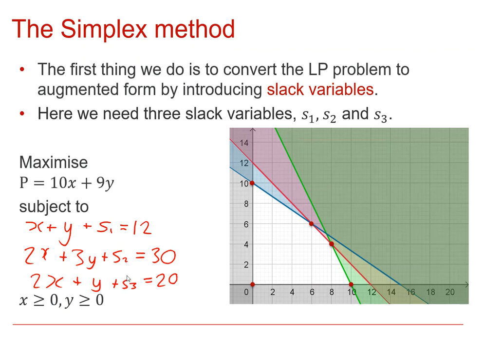Now by turning these things into equations, that's fine as long as we ensure that these slack variables are never negative. If we do that, then we're essentially saying the same thing as we were before with the inequalities. So we say s1 greater than or equal to 0, and so on, like that. So that's the constraints dealt with.